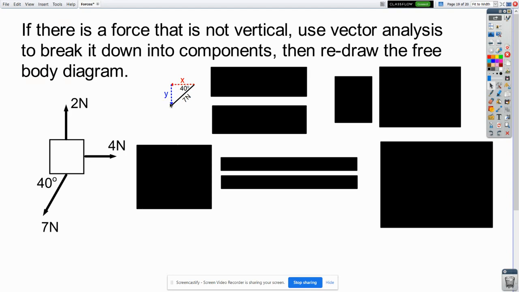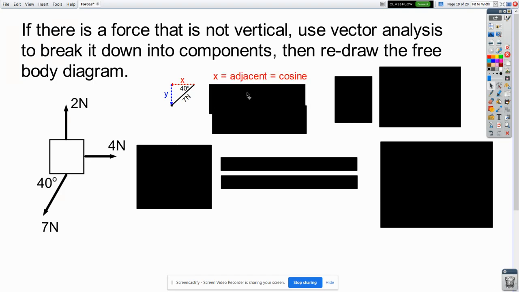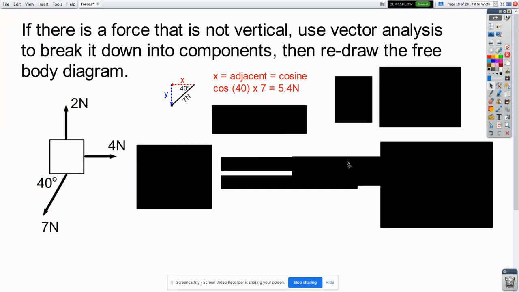It's going to be sine and cosine. Cosine will give you the adjacent side. So I want to know what X is. X is the adjacent side of this 40-degree angle. I'll use cosine to do it. It'll be cosine of the angle, 40, times 7, my hypotenuse. Cosine 40 times 7 is 5.4. So I know this up here is 5.4.